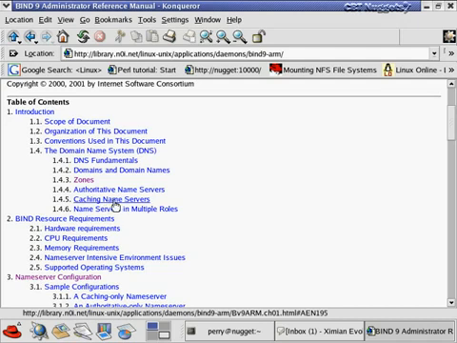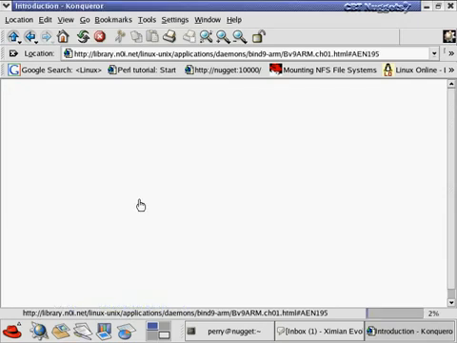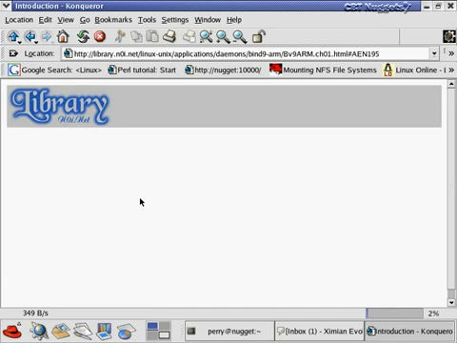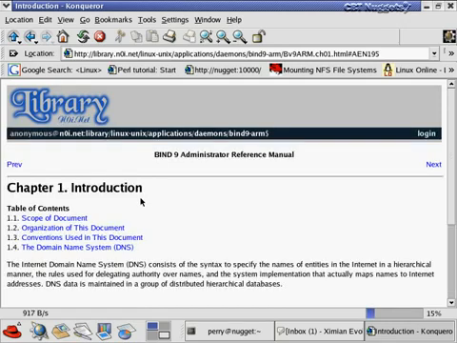A caching name server you can set up even if you're not going to set up an authoritative name server. What a caching name server would do is allow repeat queries from your particular domain to be satisfied without going out onto the internet.